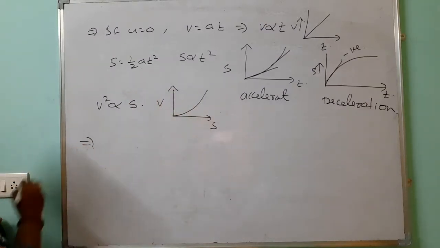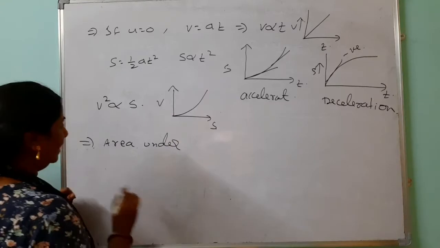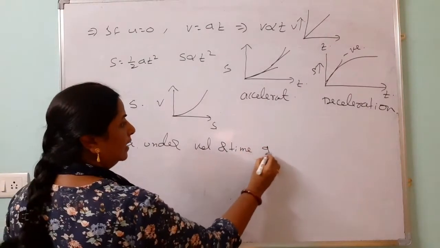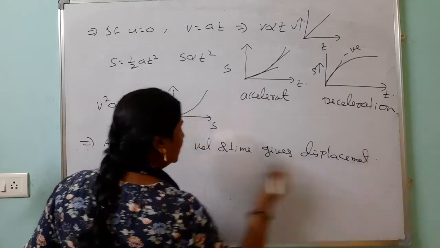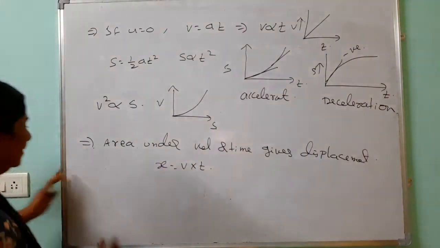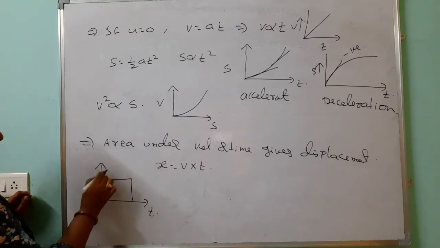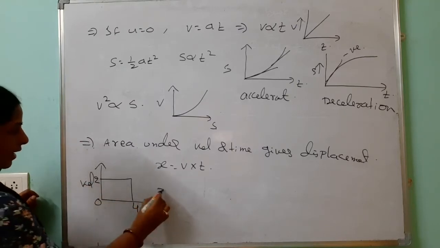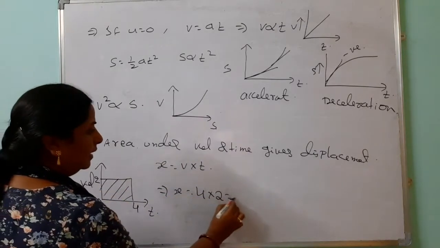Now always you should remember that area under the velocity-time graph gives what? Displacement. So displacement equals to velocity into time. So multiplication is nothing but area. You know that area of the square is length into breadth. This is the time. This is the velocity. 0 to 4 seconds like that. How to find out the displacement? Area is length into breadth. 4 into 2, 8 meters.